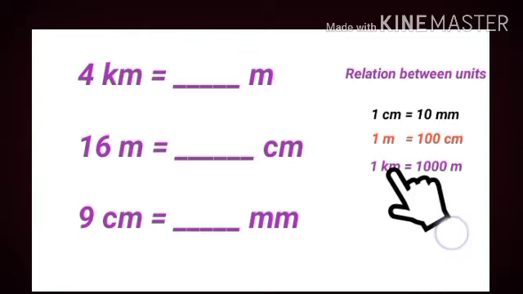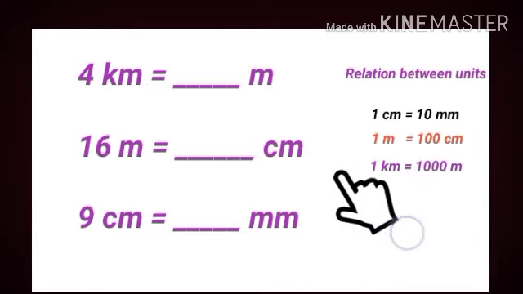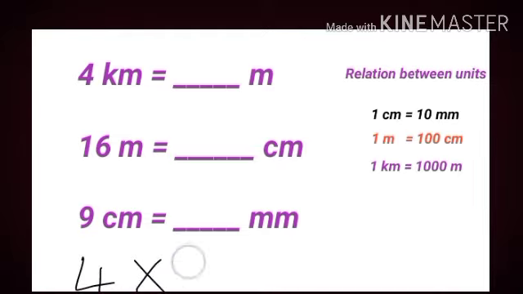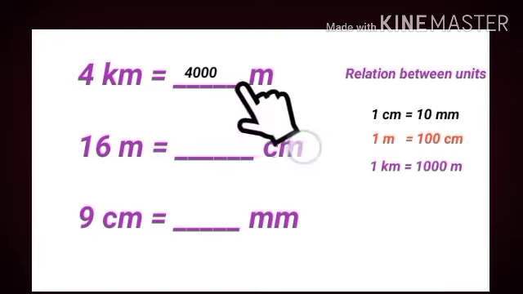So now here you can look at this: kilometer, meter. The last one, isn't it? 1000. So kilometer is here. When you are breaking it, it's 1000. So here you just have to multiply 4 into 1000. So 4 into 1000, 4000. The answer is 4000. So this is 4000 meter.